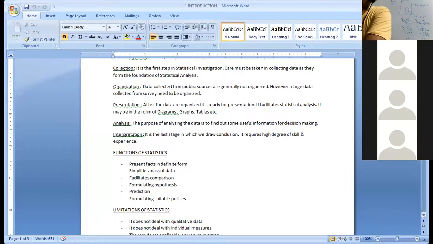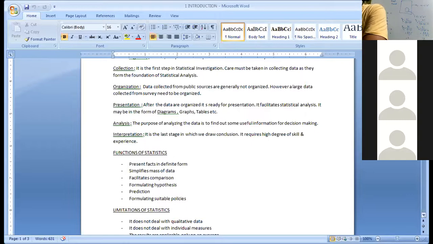So first, we have to present facts in the definite form. Statistics simplifies large volume of data, that is mass of data. It facilitates comparison. Then it is useful in formulating hypothesis also. And then prediction, as somebody has said, prediction means it is regression. We have to predict future.